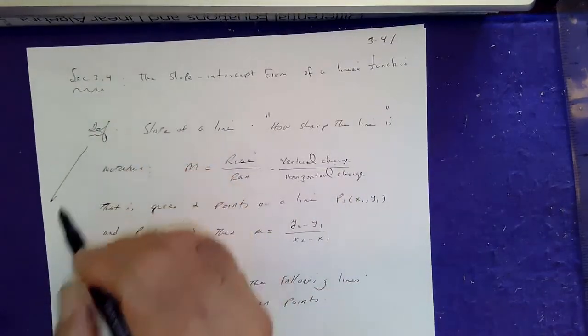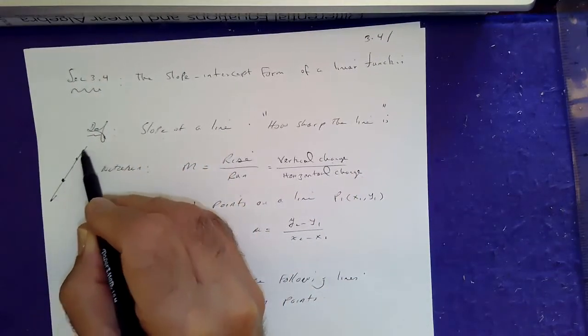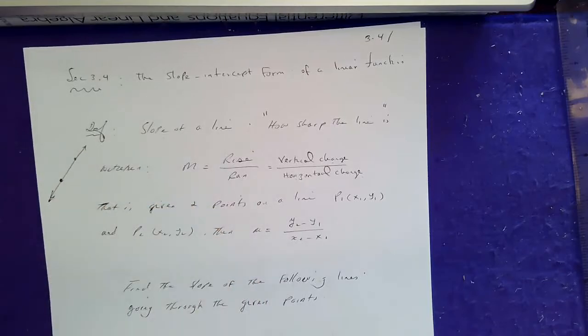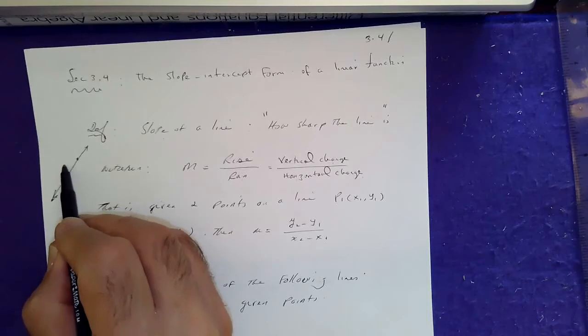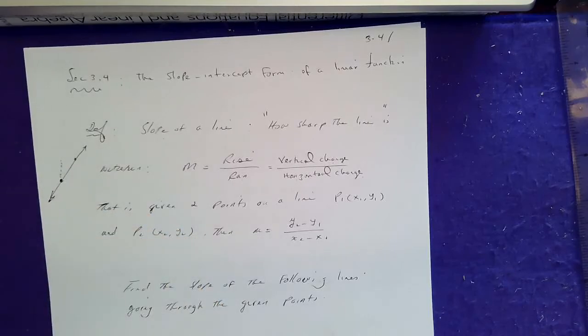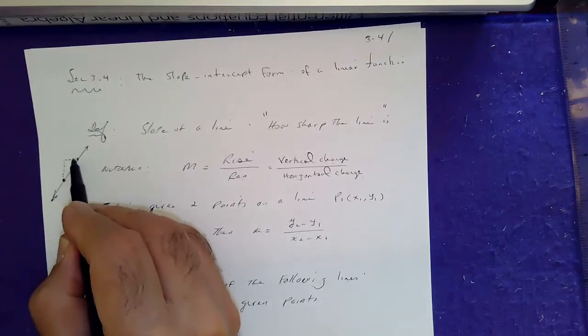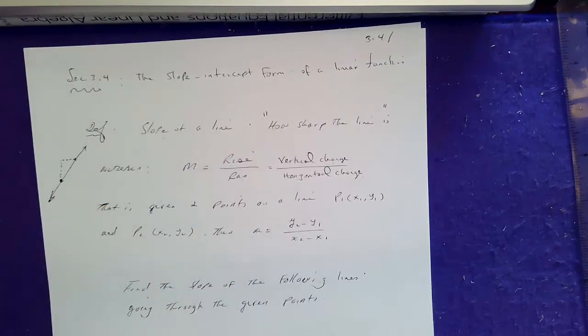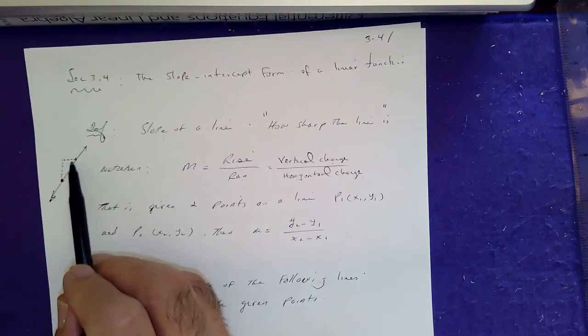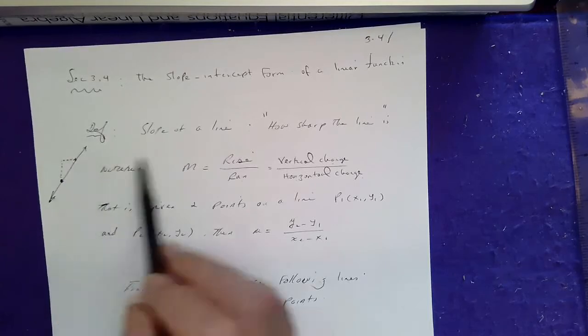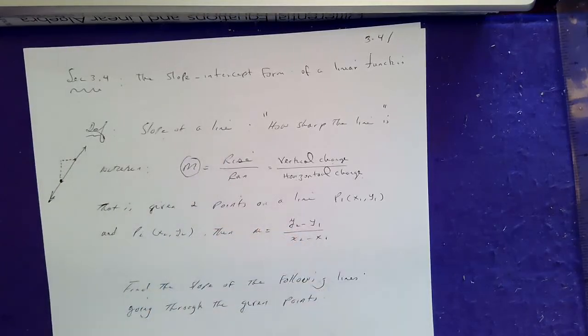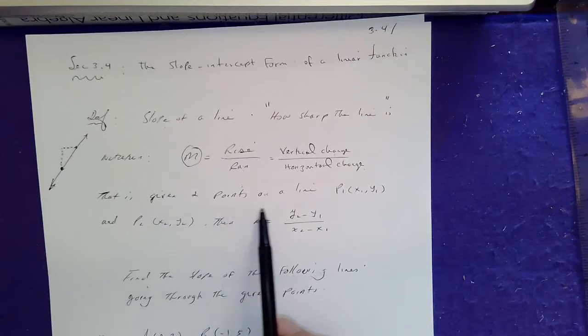What does that mean? That means if I have 2 points on the line, and I want to know how sharp it is, I have to measure this much, my amount of change vertically, and then this much, the amount of change horizontally. So this is the rise, this is the run. The ratio, the division of rise by run, tells you how sharp the line is, correct? Once again, that's given 2 points on a line.